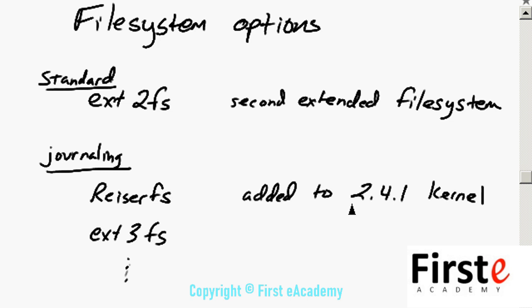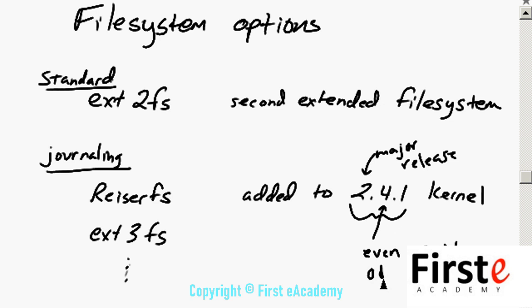One last thing I want to mention is to make sure you understand what this kernel version number means. The first number is the major release number, and this one says it's major release number 2. The second number is very critical. If it's an even number, like 0, 2, 4, 6, 8, then that represents a stable kernel release. If it's an odd number, then that represents an experimental kernel release.